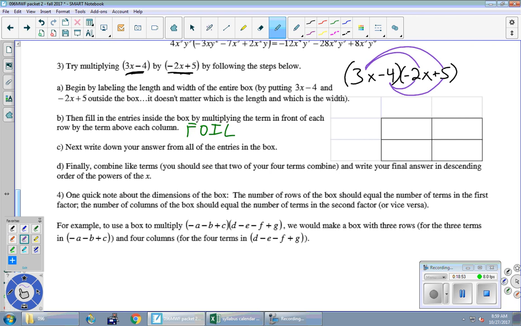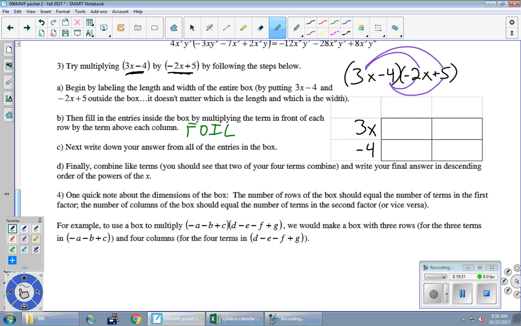I'm going to give you an alternative. We're going to use a box. How many terms in the first parentheses? 2, separated by a subtraction sign. How many terms in the second parentheses? Also 2, separated by an addition sign. That is 2 rows and 2 columns. That's why this box has this shape. Let's go ahead and fill in the things on the outside. I will put 3x here and minus 4 right there.